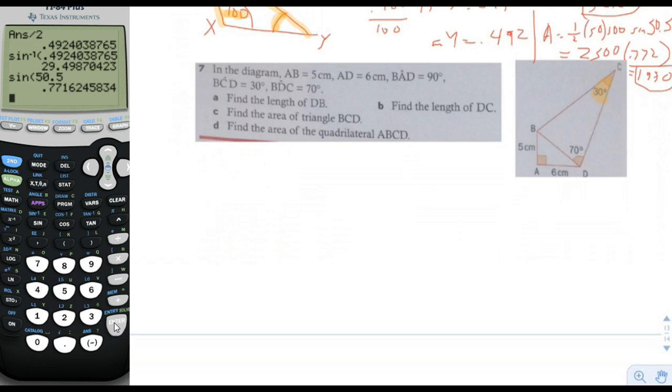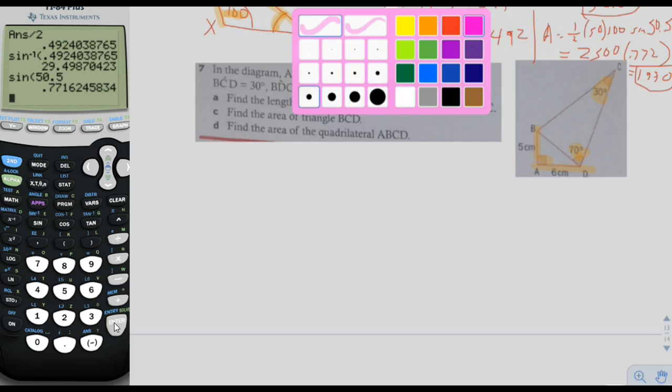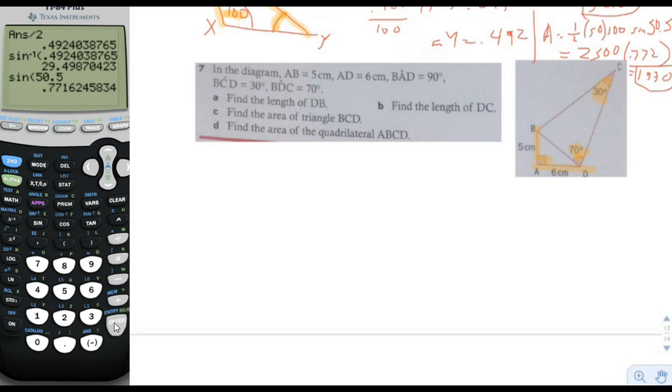We know this angle. We know this angle. We know this side. We know this side. We know this angle. Okay, and they want to know, first, find the length of DB. Oh, well, that looks easy, right? Because we know two of the sides. We just need to do the third side.